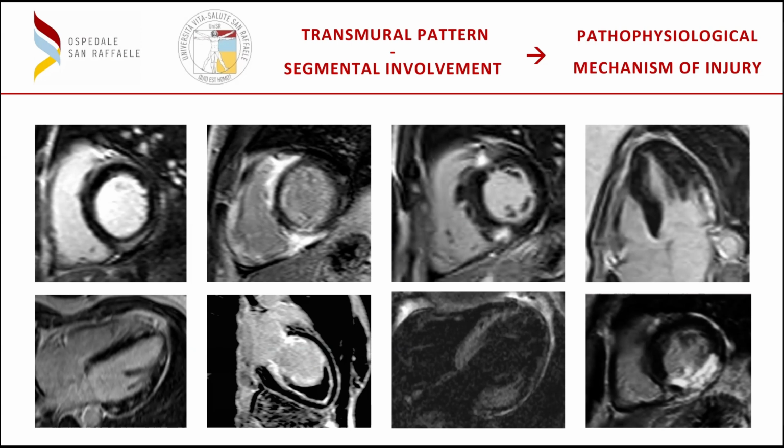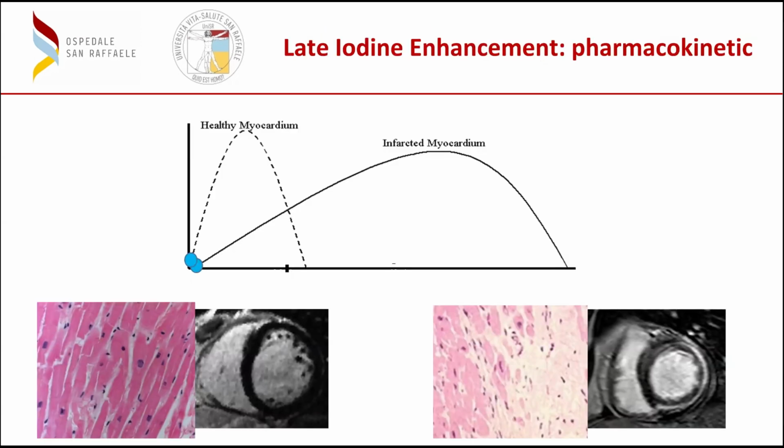Late gadolinium enhancement, like late iodine enhancement, is essentially based on the different kinetics of the contrast media in healthy myocardium or in infarcted or injured myocardium. You can see that the kinetics is completely different. If we acquire our images at this point, after 7-10 minutes, the concentration of the contrast media in the scarred myocardium is significantly higher than in the healthy myocardium.